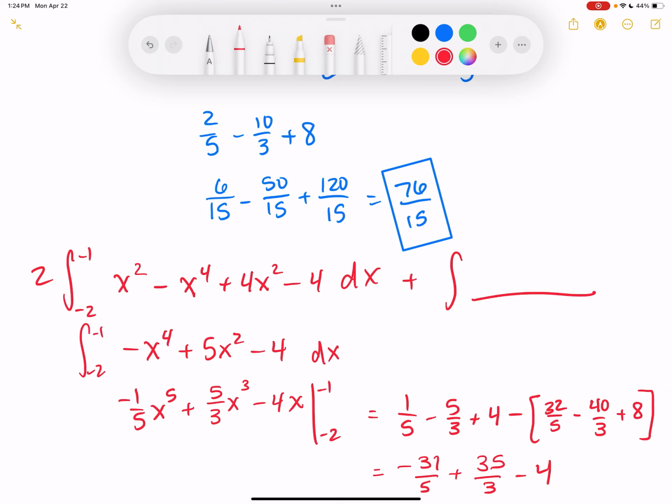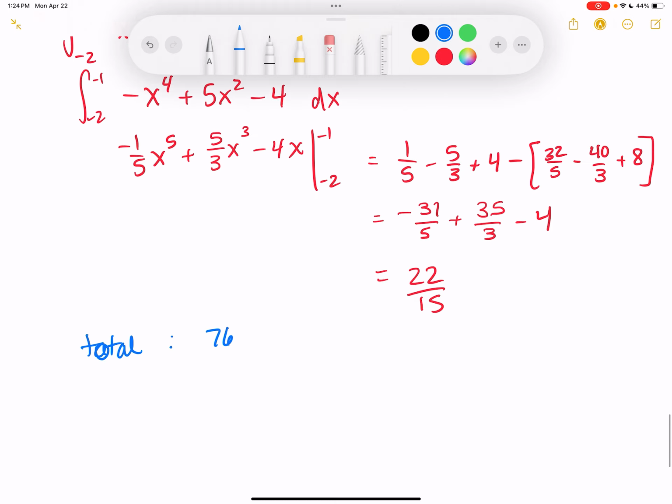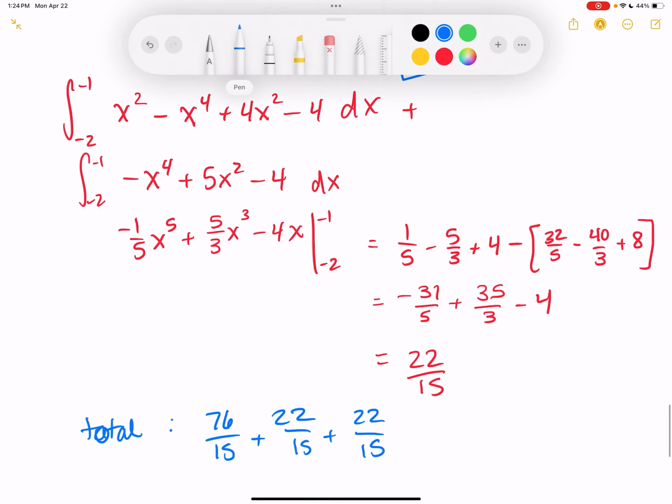So then do we add the 76? Yes, to get the total, we're going to multiply this by 2. So the total area is going to be the 76 over 15 plus 22 over 15 plus 22 over 15, which ends up being 8.